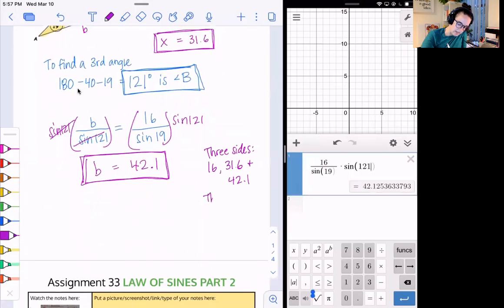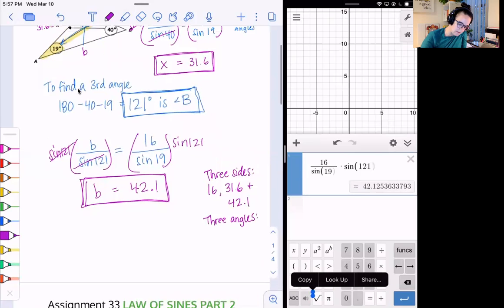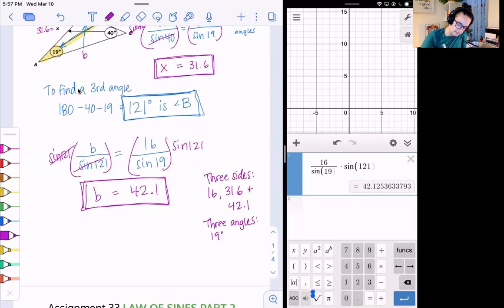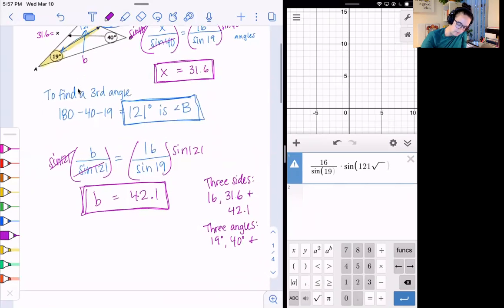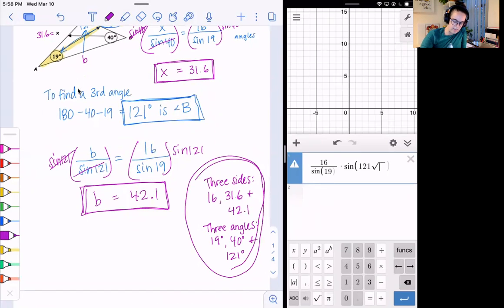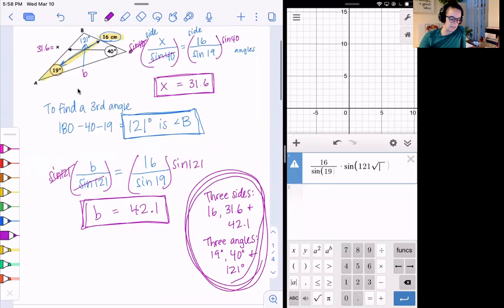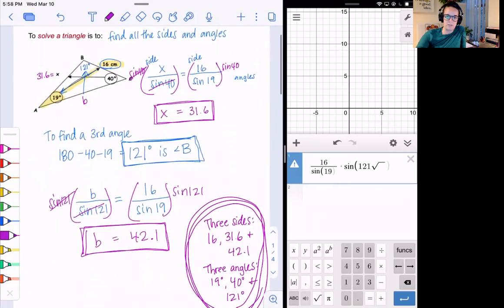And my three angles are 19 degrees, 40 degrees, and 121 degrees. Right, so this is the final answer to my problem because I have solved for all three sides and all three angles, right, which is my ultimate goal, to solve a triangle.